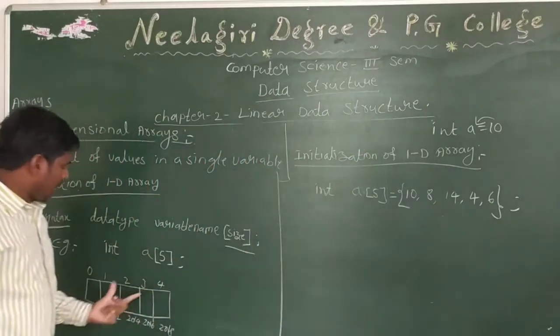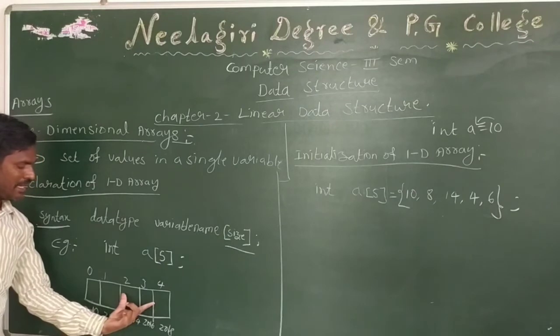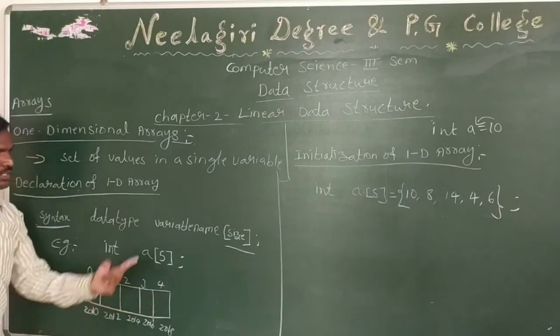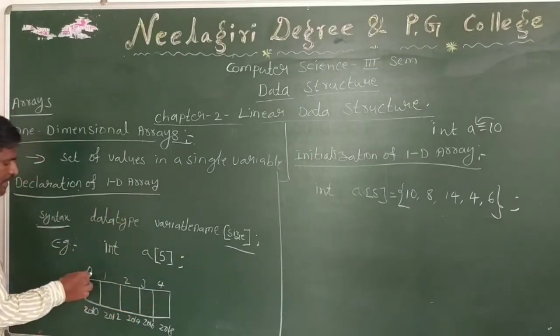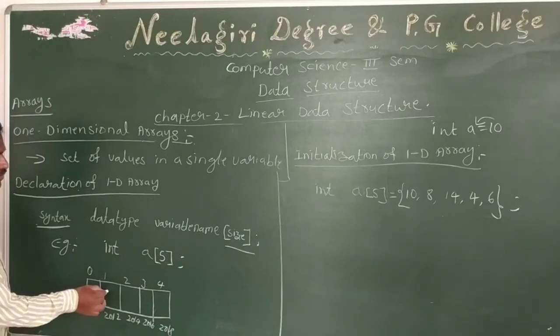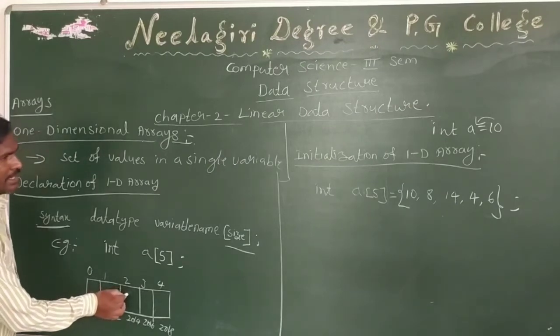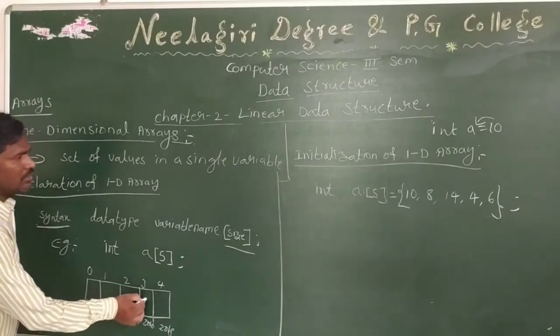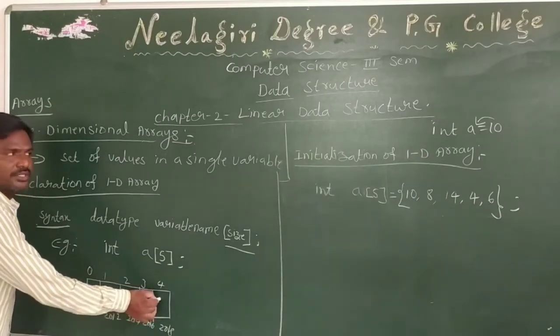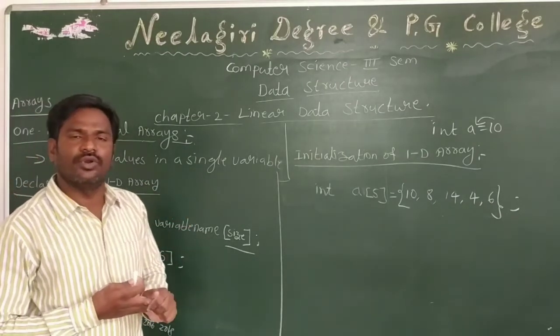Automatically like this, the compiler will allocate the memory locations. The first value 10 will be at the 0th location, 8 at the first location, 14 at the second location, 4 at the third, 6 at the fourth location. So that is the initialization of one array.